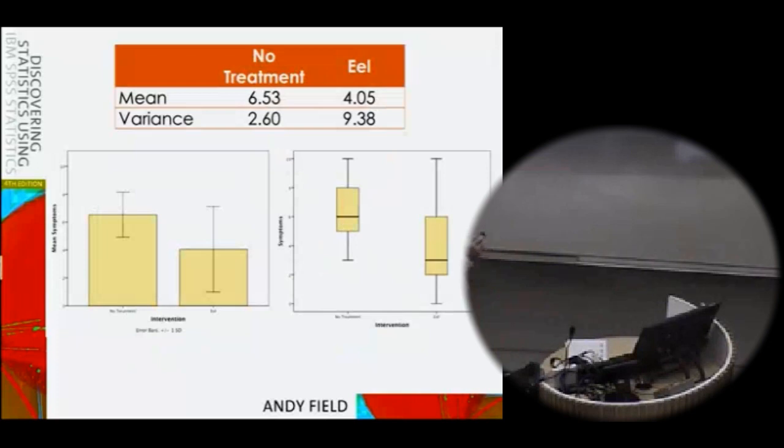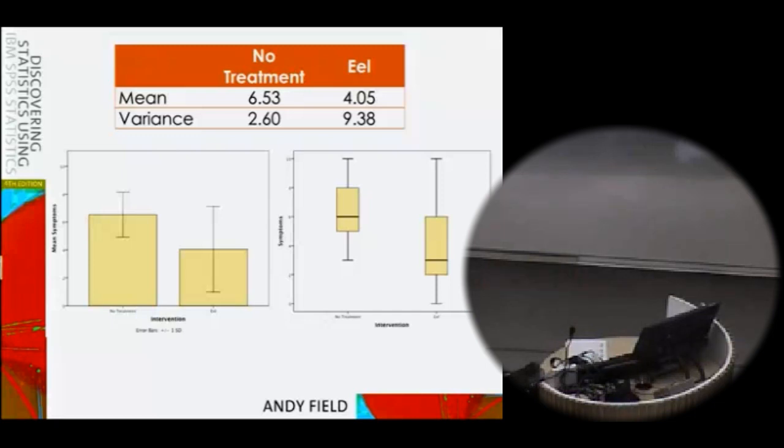Now, obviously, you can just look at variances as numbers. In our no treatment condition, we've got a variance of 2.6. In our eel condition, a variance of 9.38. They're pretty different. It's more than 3 times greater in the eel condition. If we plot standard deviations as error bars, these are not confidence intervals, they're standard deviations. You can see here that the standard deviation is much smaller in the no treatment than the eel condition. So graphs can be quite useful.